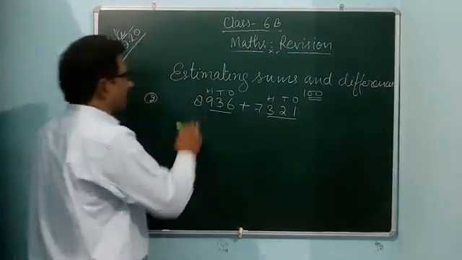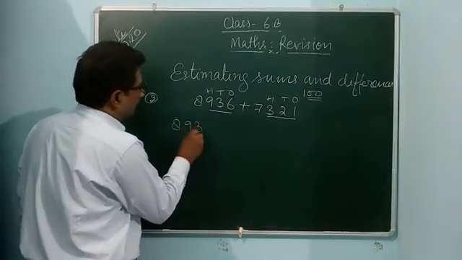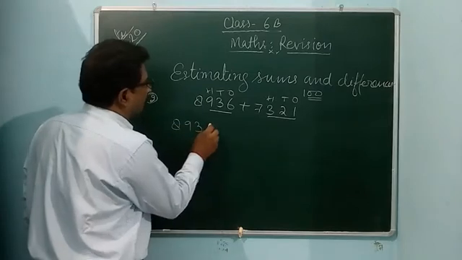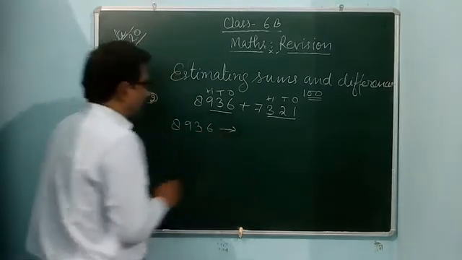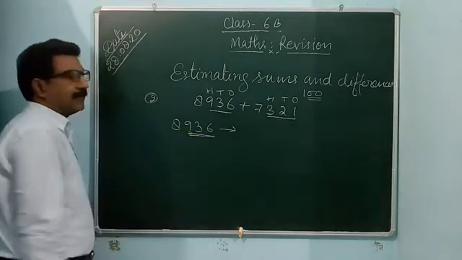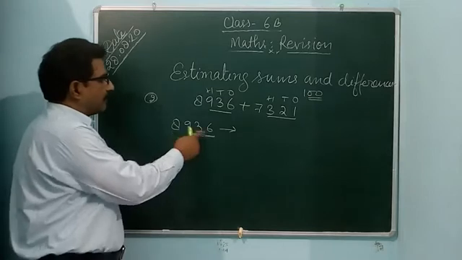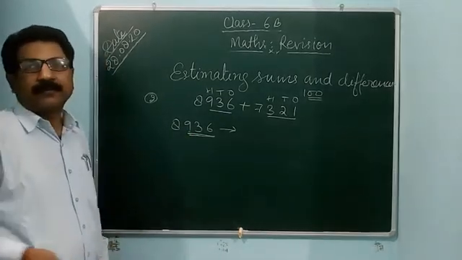So I am estimating this, 8,936. See here 936. 9 is greater than 5, so it will be the next number. It is 936, greater than 500.